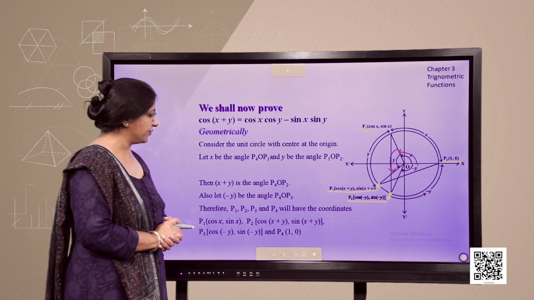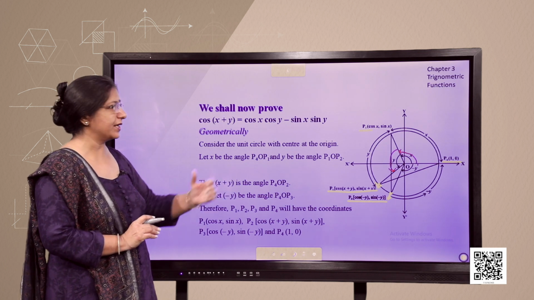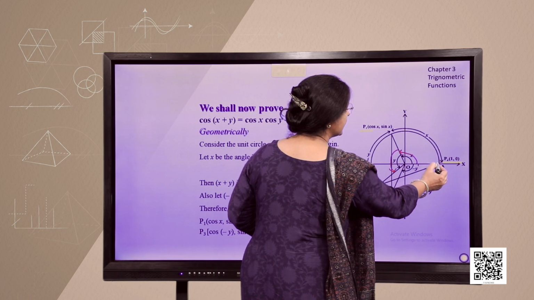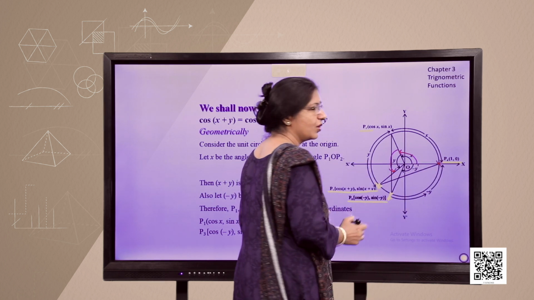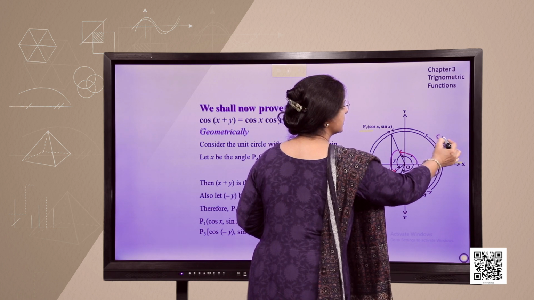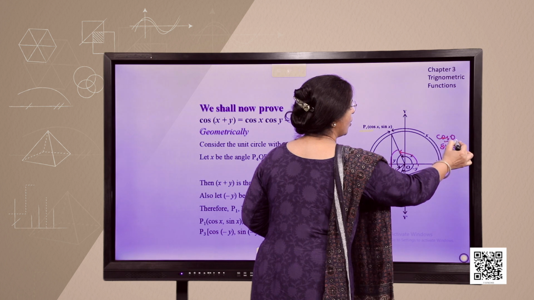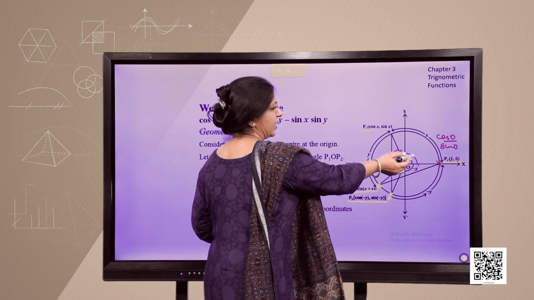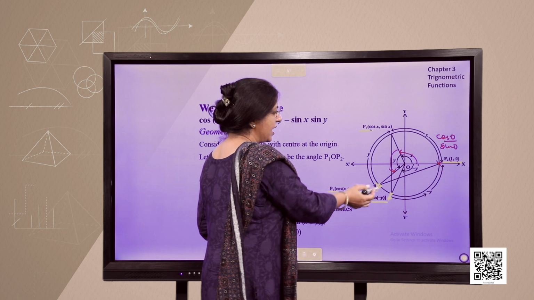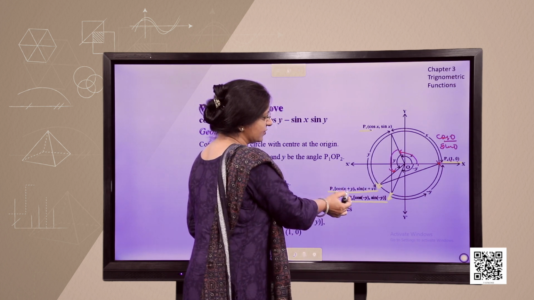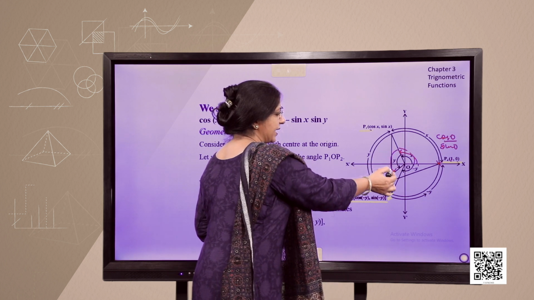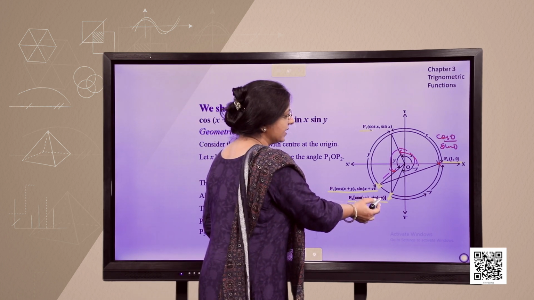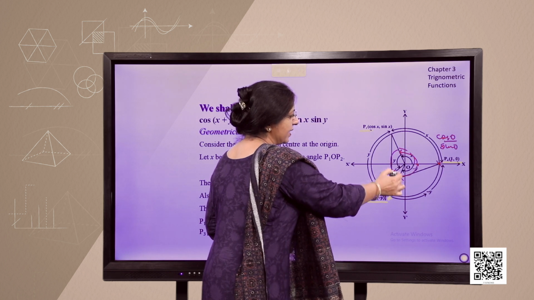Therefore, P1, P2, P3 and P4 will have some coordinates that you can see, because in our previous modules we discussed that the coordinates of this point on the x-axis will be (1, 0), which is cos 0 and sin 0. Cos 0 is 1, sin 0 is 0. Now, the coordinates of point P1 according to this angle x are cos x and sin x, the coordinates of point P2 are cos(x+y) and sin(x+y) depending upon the angle covered by this ray, and the coordinates of P3 are cos(-y) and sin(-y) according to the angle covered by this ray.